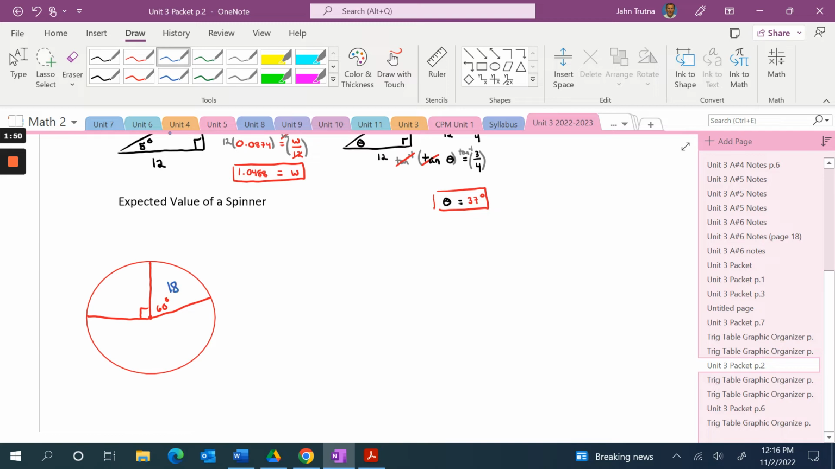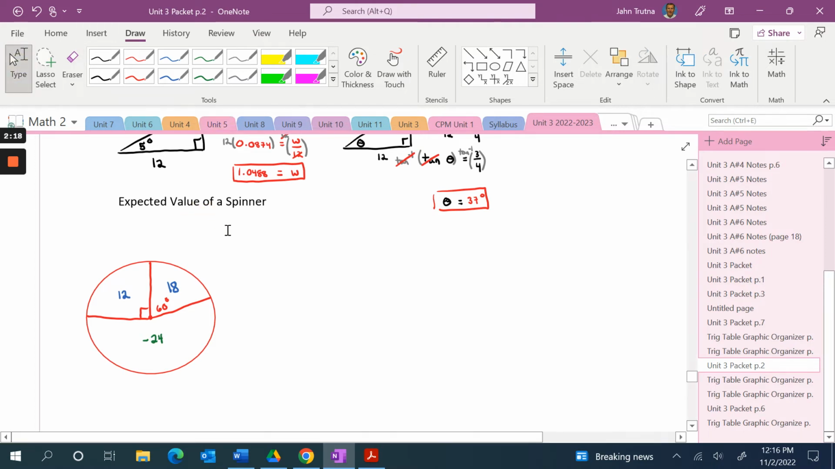So picture this as a spinner. The spinner is going to go round and round. If it lands anywhere in the section here, you get 18 points. If the spinner lands anywhere in the 90-degree section, you get 12 points. And if it lands anywhere in this large section over here, you're going to lose 24 points, okay? What we're going to do is find the expected value of this problem.